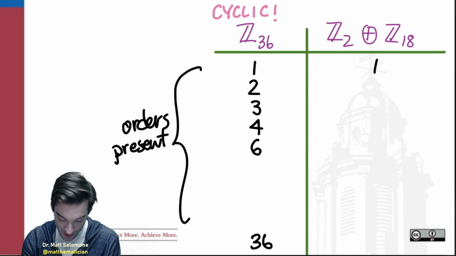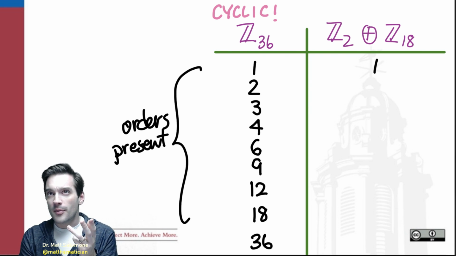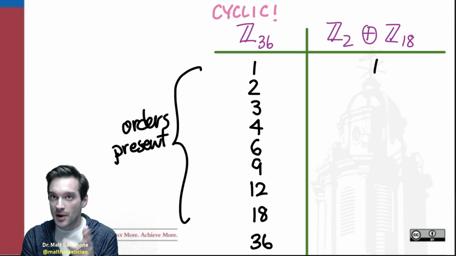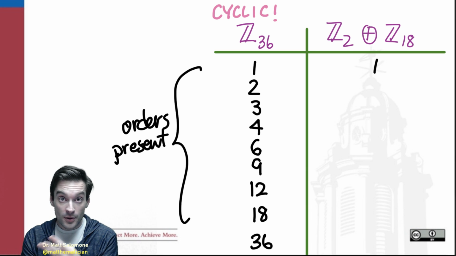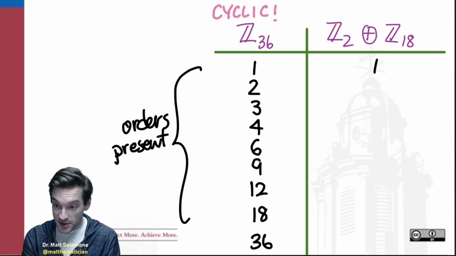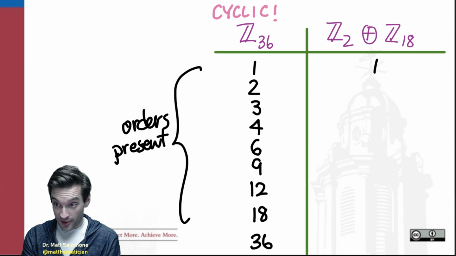So 1, 2, 3, 4, 6, 9, 12, 18, and 36. I think those are all the divisors of 36. Let me just double check. Well, let's think about it. So 36 is 2 squared times 3 squared. So I have 3 choices for an exponent on the 2, 0, 1, or 2. I have 3 choices for the exponent on the 3, 0, 1, or 2. So there's 9 choices for how to arrange the exponents in a divisor of 36. And there are 9 divisors that I've just listed here. So those are all of them. Okay. So there's all the orders that are present in the group Z36.